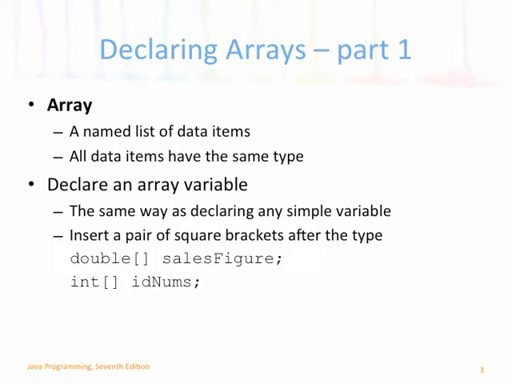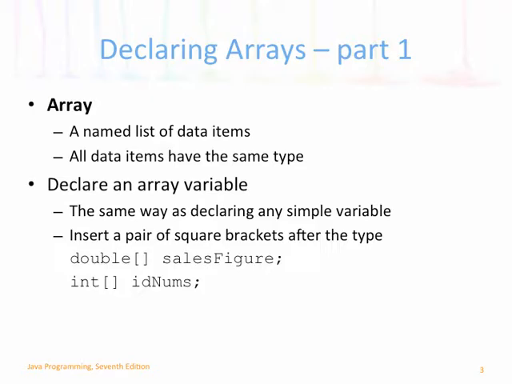So to declare an array variable, it's the same as you would declare any other variable, but we have to use a pair of square brackets. So notice these examples: double square brackets, sales figure, and an int square brackets, ID nums. In both of these cases, we haven't specified how many elements are going to be in the array, how many items are going to be in our list, but we have set up the name for the list. And these both are reference variables.